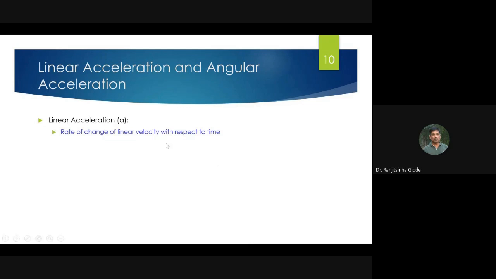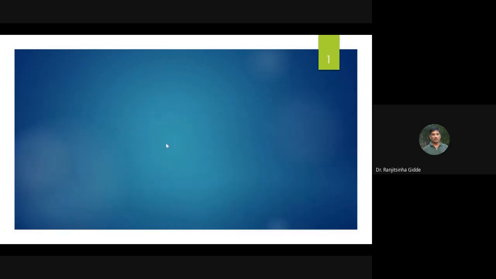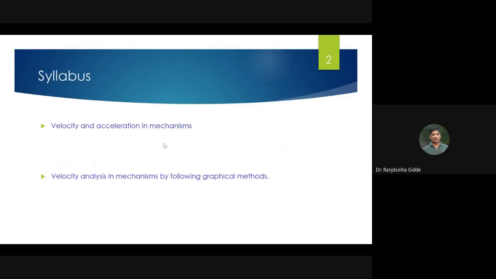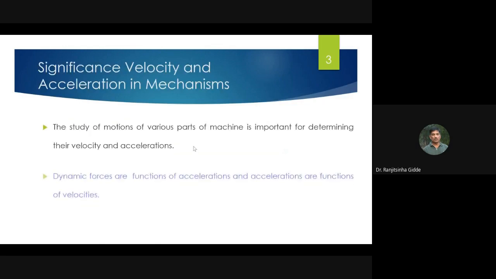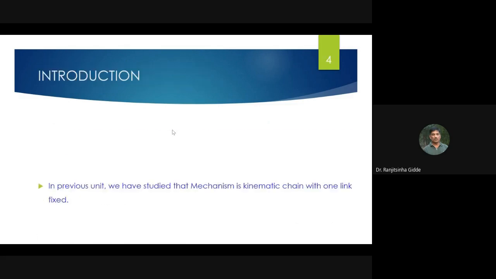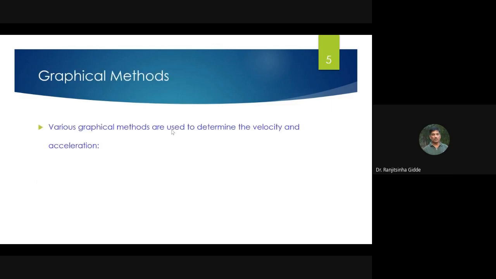So, during last lecture, we have started this second chapter from the first syllabus, first section, that is velocity and acceleration in mechanism. So this we have seen, the significance of velocity and acceleration in the mechanism. Then two methods: relative velocity and relative acceleration, and Klein's construction.